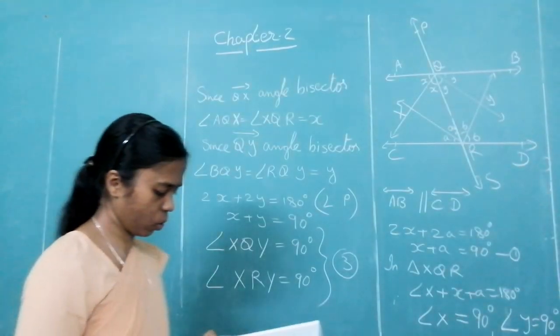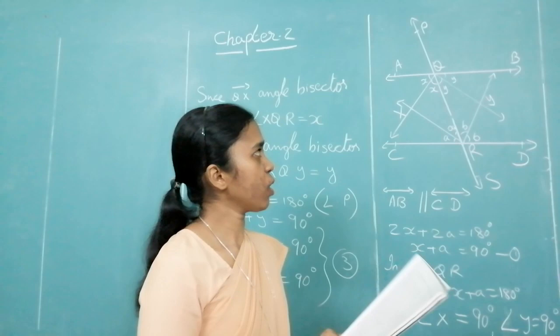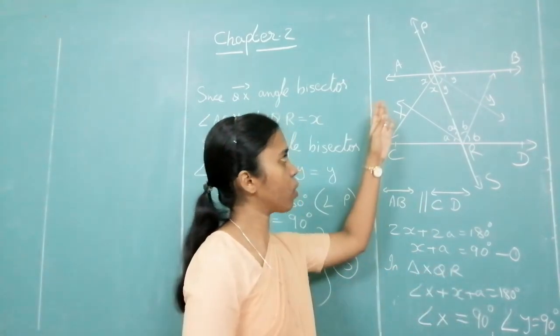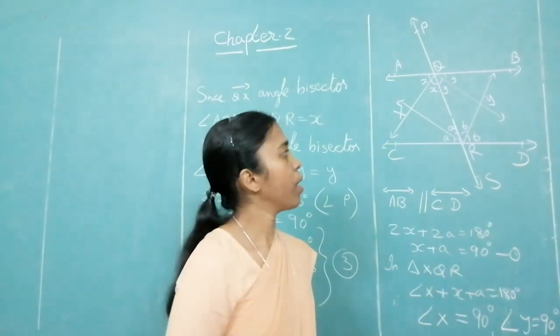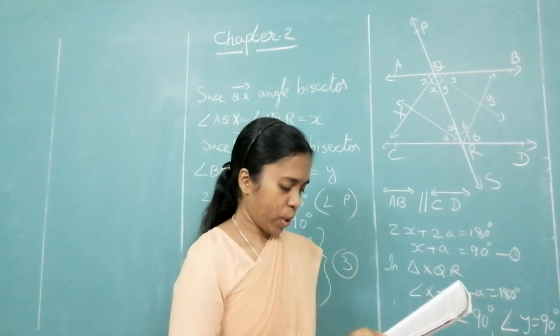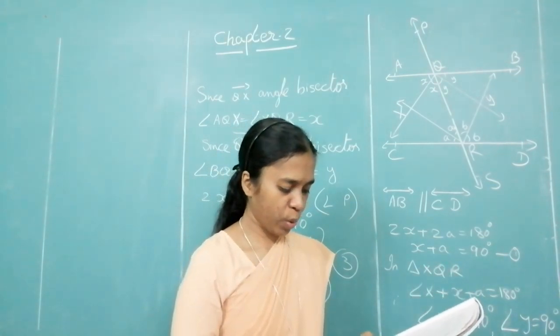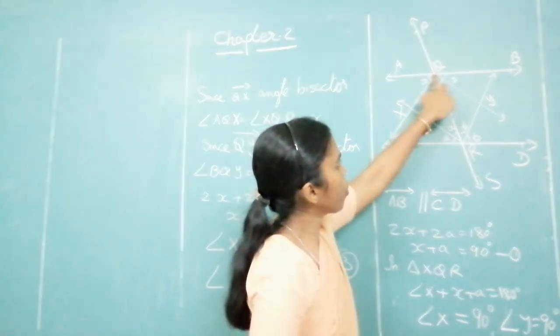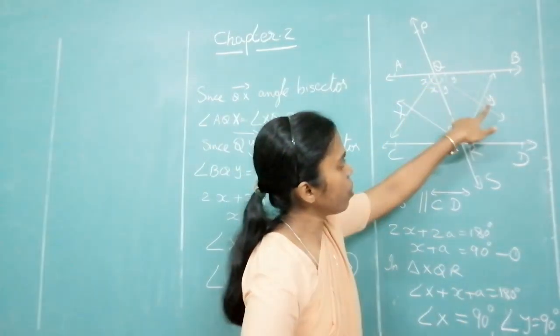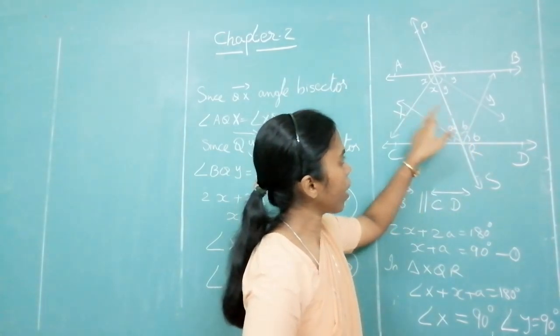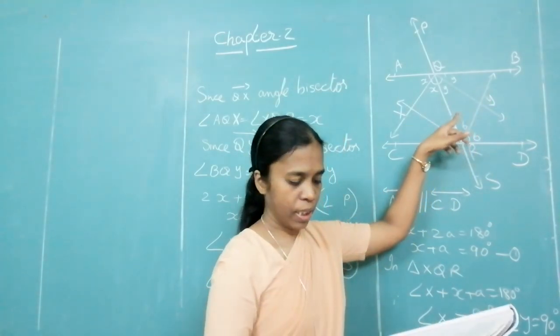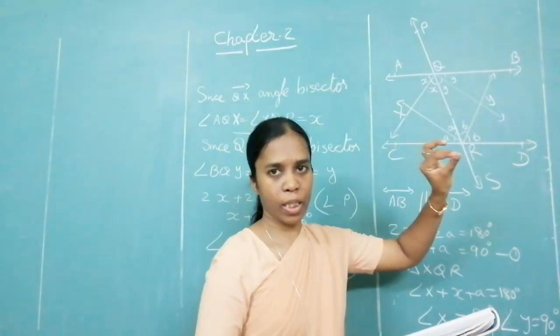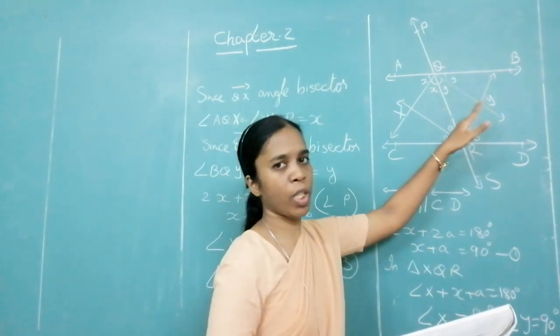The next question. Question number 8. Figure 2.28. I have drawn everything. Now, what is given to us? Rays QX, QY, RX, RY are angle bisectors, meaning they bisect the angle into equal parts.